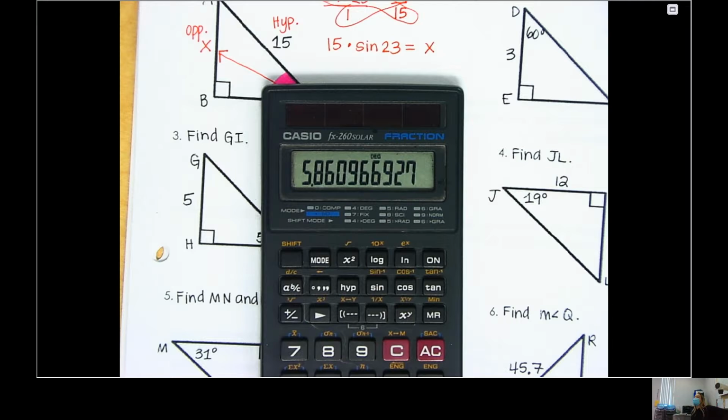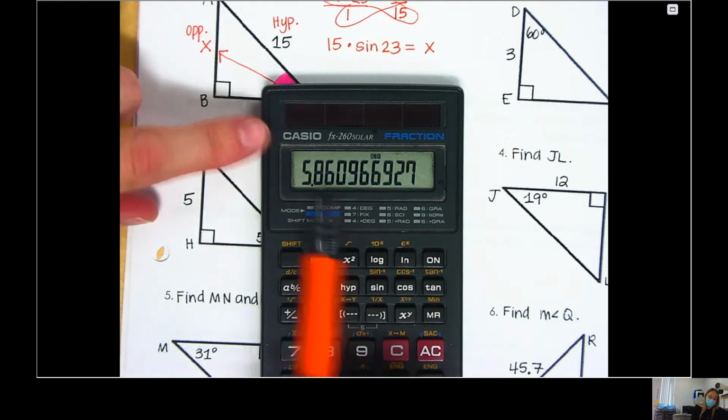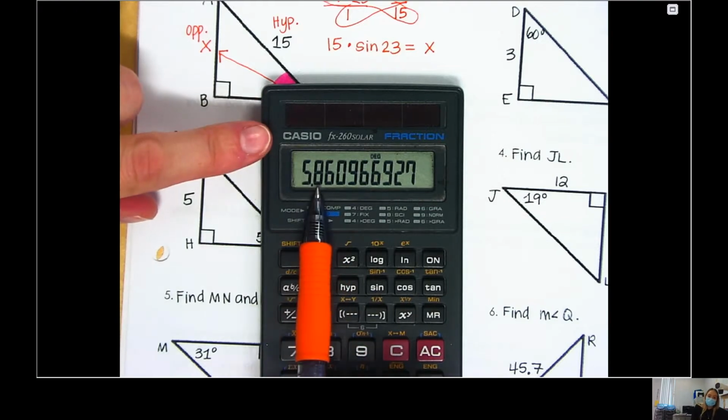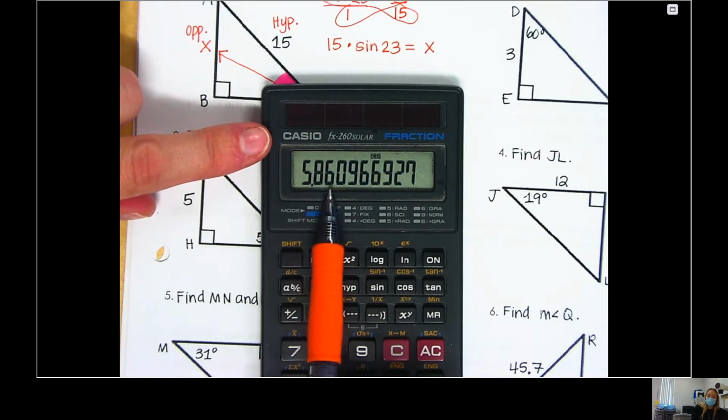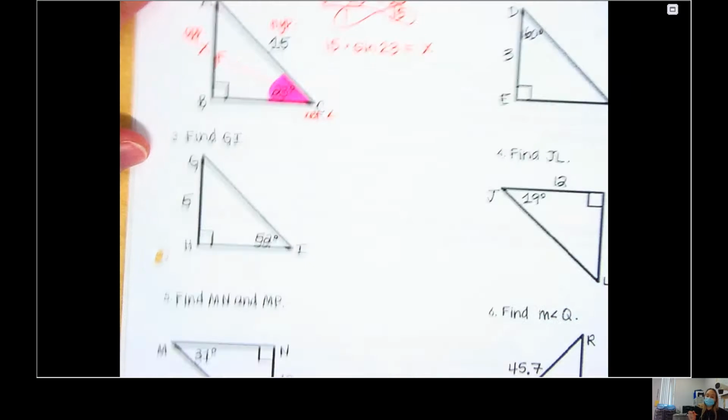Now, it says to round to the nearest tenth, so what should I really round this to? Oh, that's a whole number. That's not a tenth. Tenth is 1 decimal place. 5.9. Very good. So 1 decimal place means I look at the number after the 8. So 5.8, this number is bigger than a 5, so it jumps up to 5.9.